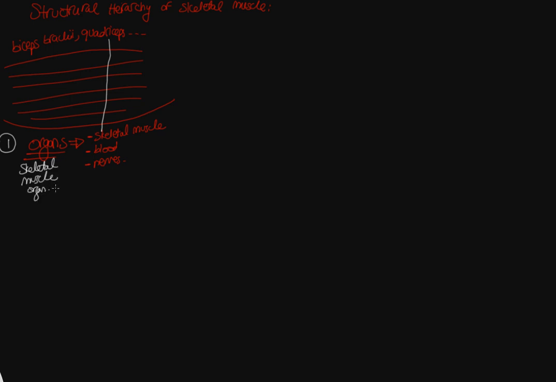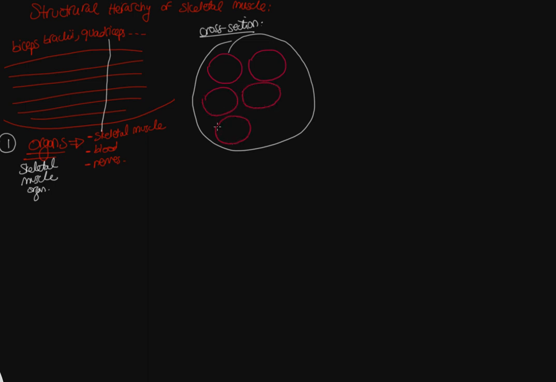And so now we're going to work our way down to look at smaller and smaller structures. To do that, let's examine the cross section. So if I were to draw a cross section of this skeletal muscle, what you're going to see inside are different structures. Let's go ahead and start with bundles. Inside a skeletal muscle organ, you will see large bundles, and we call those bundles fascicles.